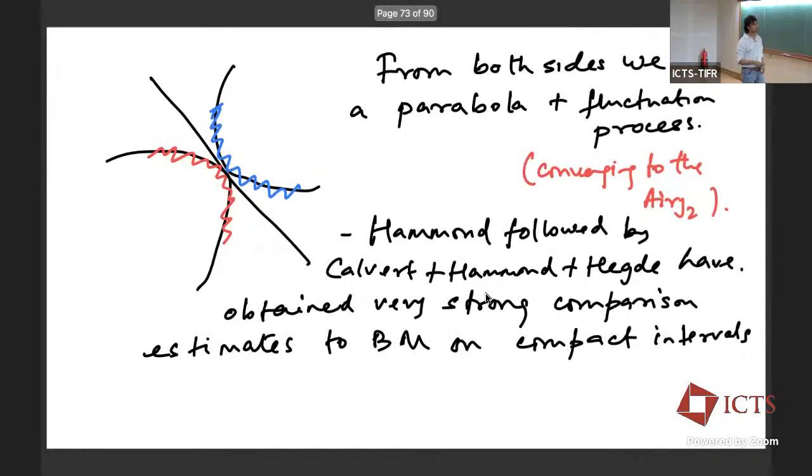And that gives you a picture like this. So from the two sides, you have two parabolas, which are independent because now the parabolas are deterministic, but now you have some fluctuation on top of that, which are independent because they depend on different parts of the noise space.